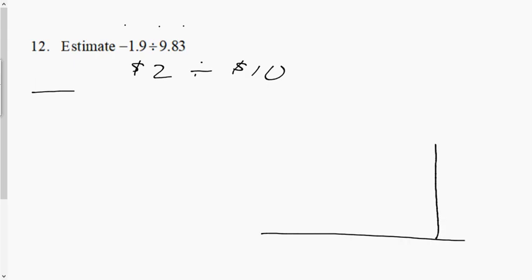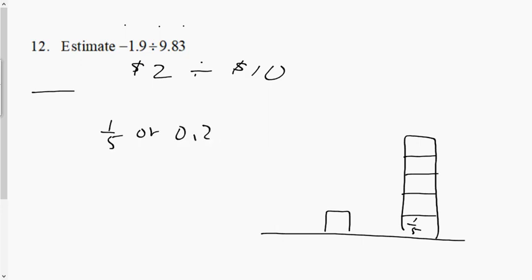Question 12, I know my answer will be negative because a negative divided by a positive is that. I have $2 divided into piles of $10. I have $2 and I have to make a pile of $10. How much can I make? Well, if the pile has to be $10 high and I only have $2, 2, 4, 6, 8, I can make a fifth of a pile. And therefore my answer is 1/5, or as a decimal, 0.2. That's my estimation, so it's approximately negative 0.2 as an answer.